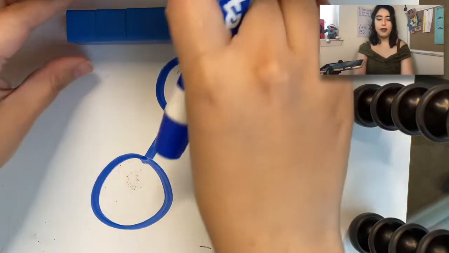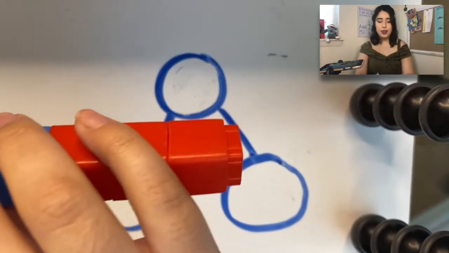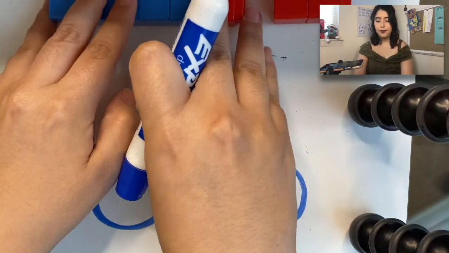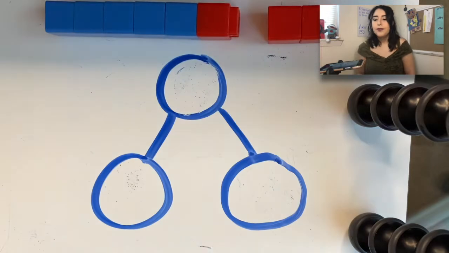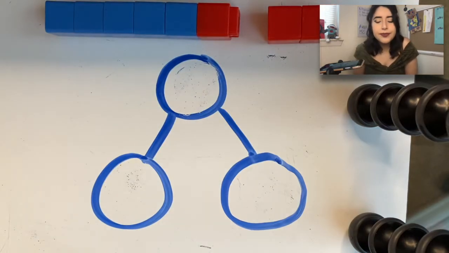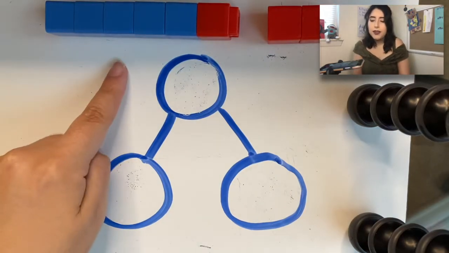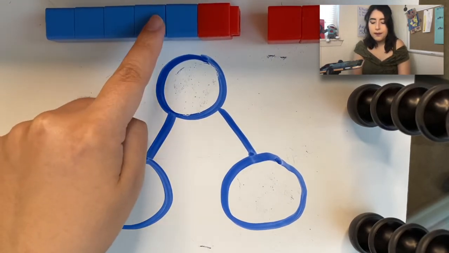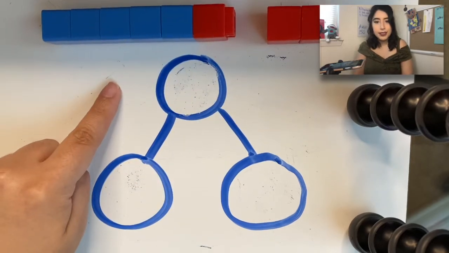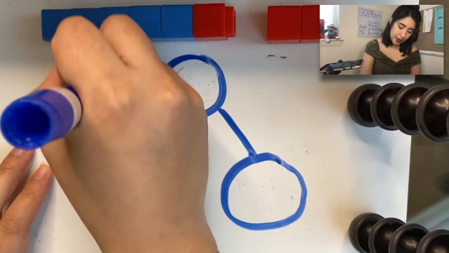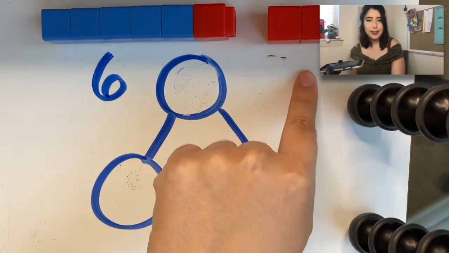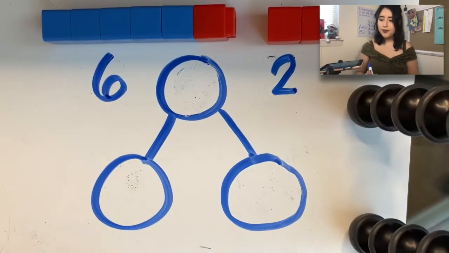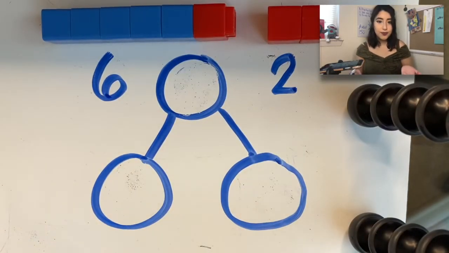What if I break my number bond? Like this. Look at the parts now. How many are on this side? 6. And how many are on this side? 2. So what are those?